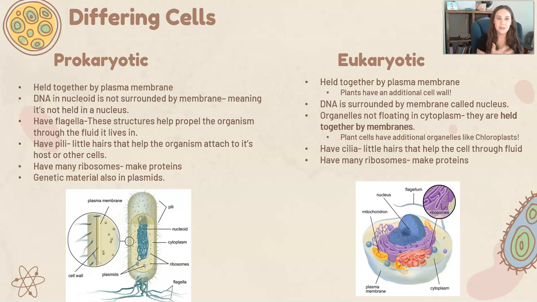Then eukaryotic cells have cilia, which are like little hairs that help the cell move through the fluid, similar to the pili that are in the prokaryotic cell, but the pili, while they might look the same, are more for attaching rather than moving through. And then they will also have one long flagellum. And then eukaryotic cells have ribosomes as well that help to make those proteins, okay?